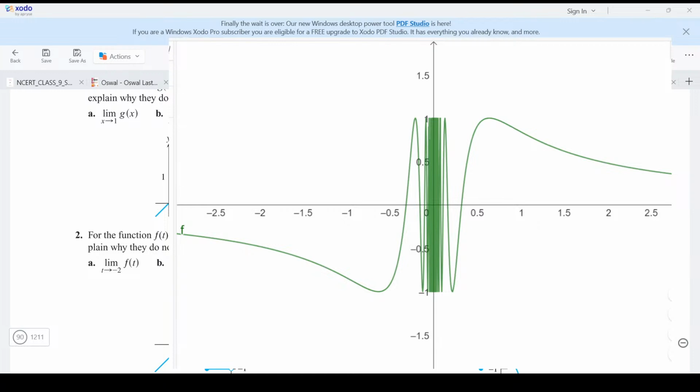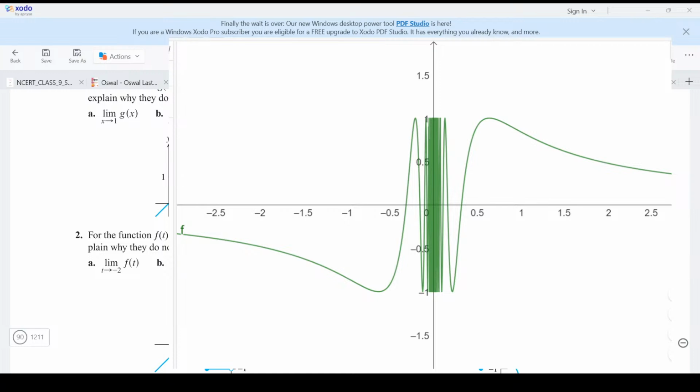Now you have to approach 2. What are the various ways of approaching 2? From 1 and from 3. When you are approaching 1, what is the value of the function becoming? F of 1.5 is 1.5. No, no. Be careful. When you are approaching from 1, why are you getting 2?